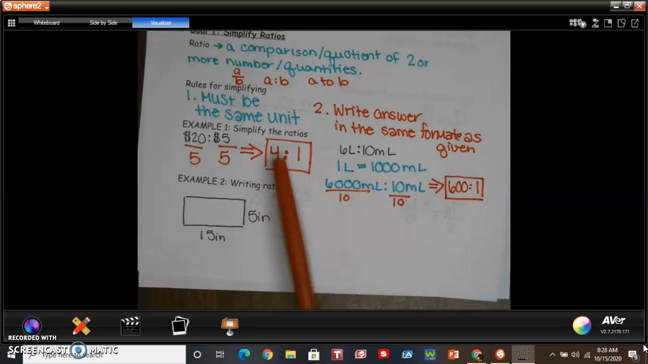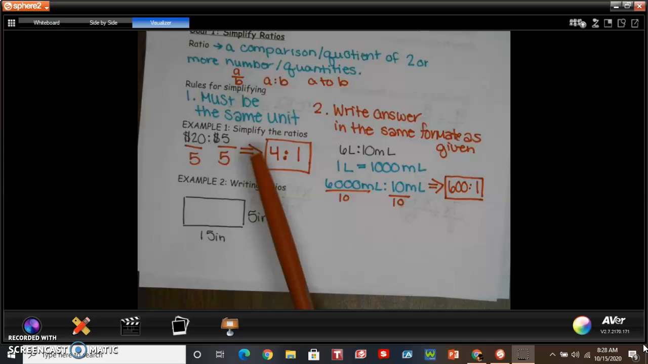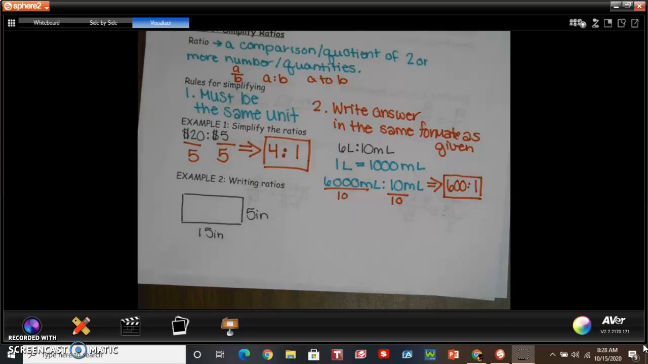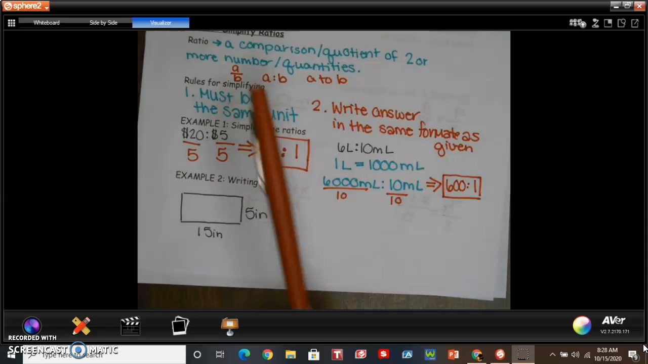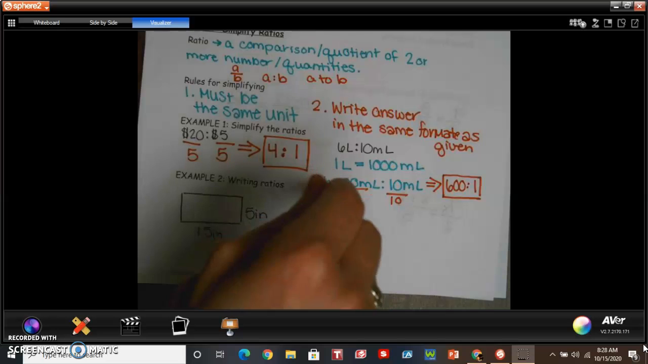4:1. If it's division, 4 divided by 1. If it's a sentence, use spacing, 4 space to space 1, okay? But otherwise, do not use any spacing on these two, because I'm not going to put spacing in on the answer key. These right here will not be multiple choice, okay?